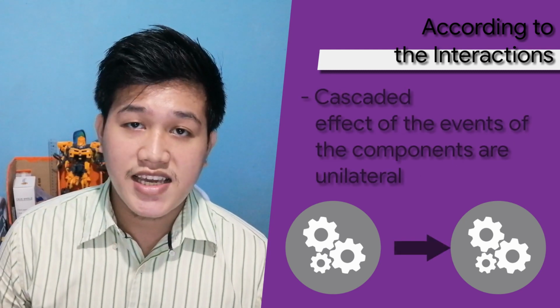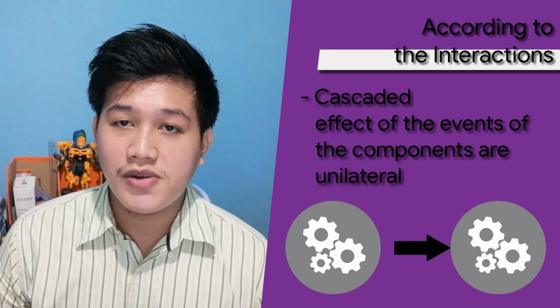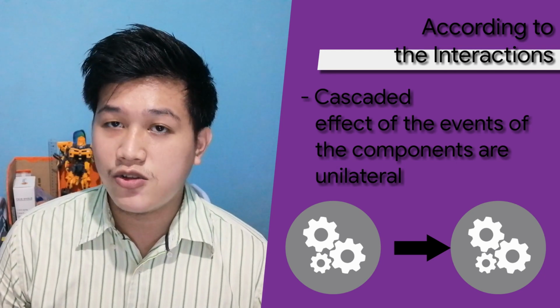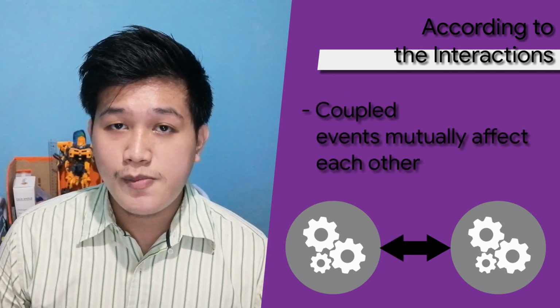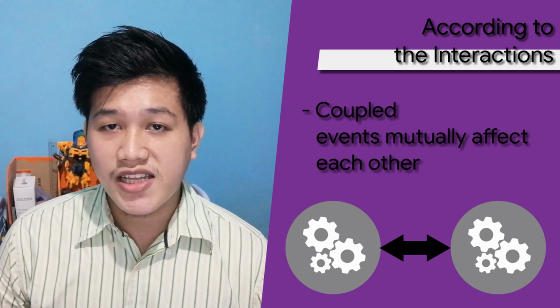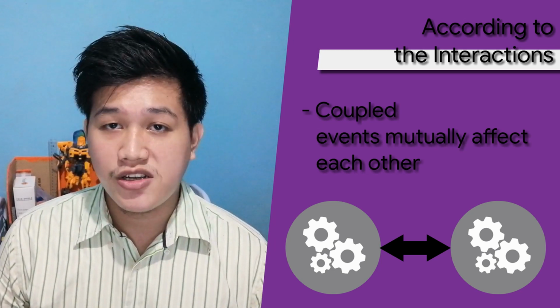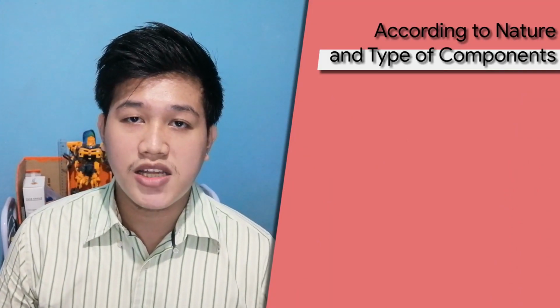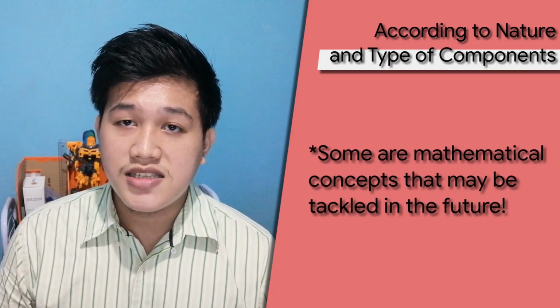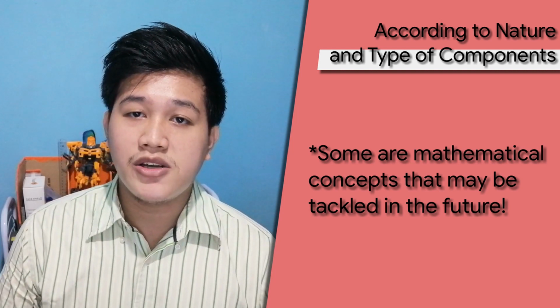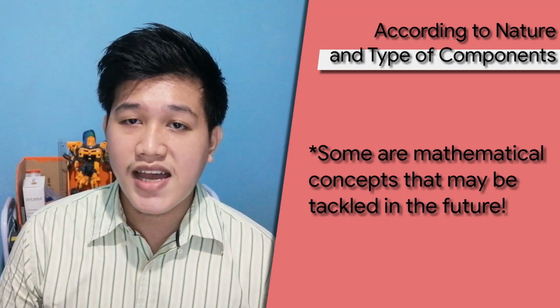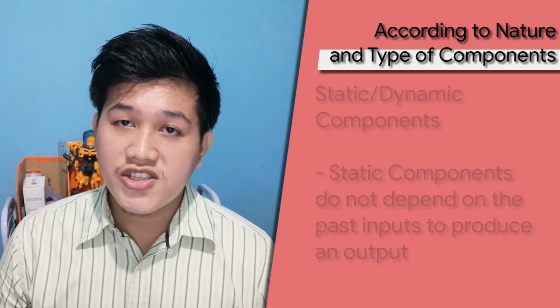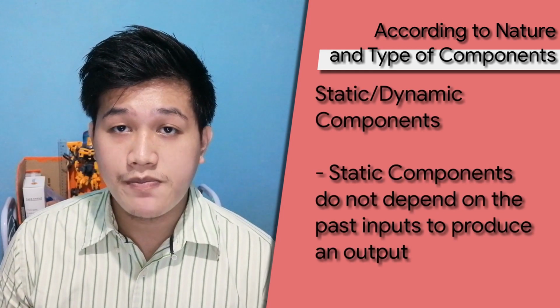It could be cascaded if the effects of the event upon components are unilateral or in one direction. And it could be coupled if the events mutually affect each other or going back and forth. And lastly, we have according to the nature and type of components. These are mathematical concepts, so you can try to look them up on your algebra subjects, but we'll tackle them eventually. First up are static or dynamic components.